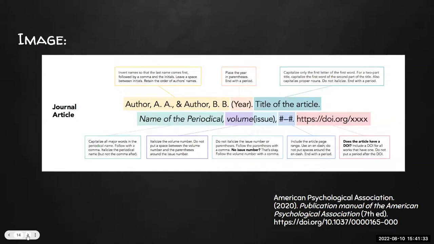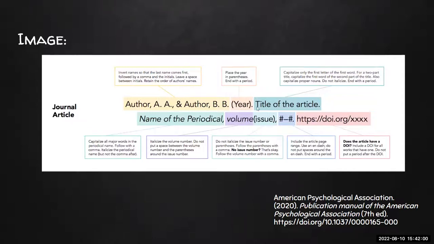In general, if you are going to cite a journal article, you will have the author's last name, comma, and then their first and middle initial if it is available. If there's more than one author, then you're going to put and then the author's last name, comma, and first and middle initial. And this will continue for up to 20 authors.